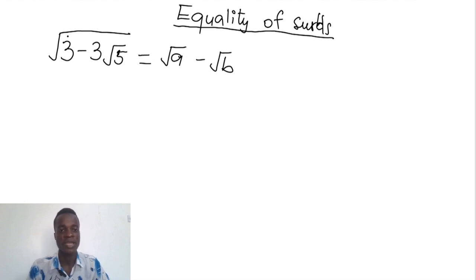First, you want to eliminate this square root. So what we do is that we square both sides. What you do for this side, you do the same thing for the other side as well. That's how we solve our mathematics.